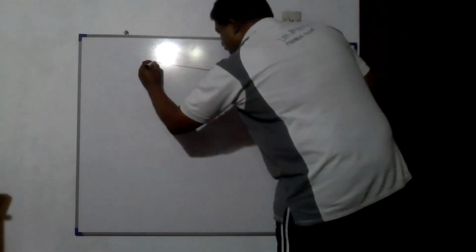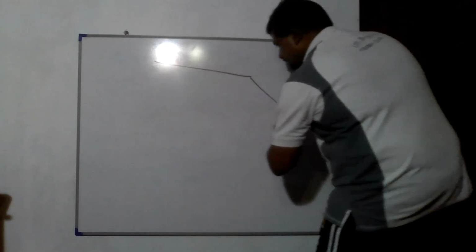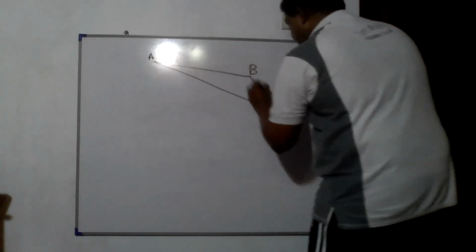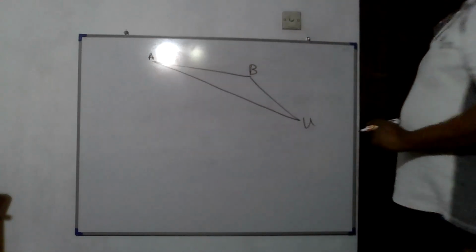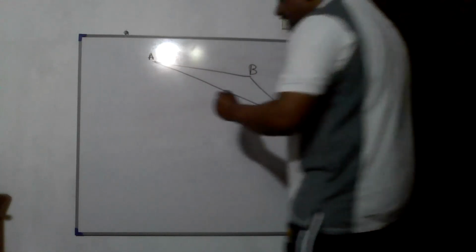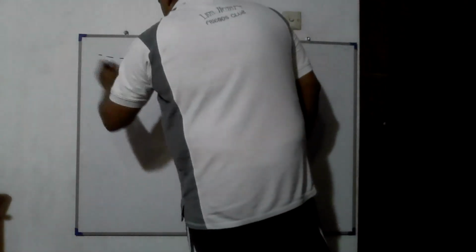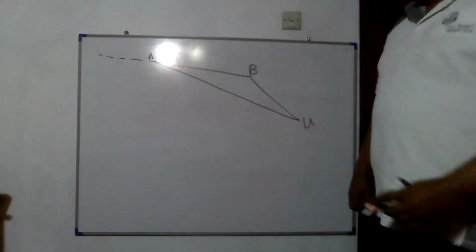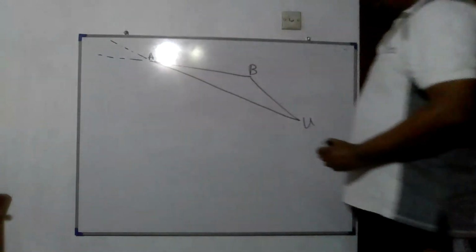Now in this case, we are talking about ABU triangle. It is something like this. Okay, ABU triangle. Okay, now you want to find the bearing of UA, right? Now you simply have to extend this line, right?